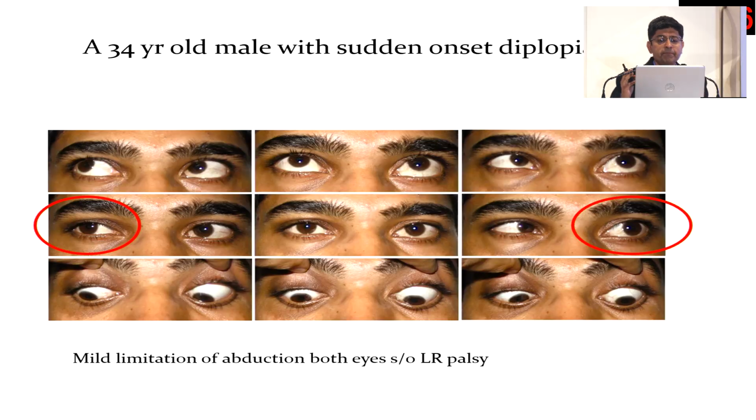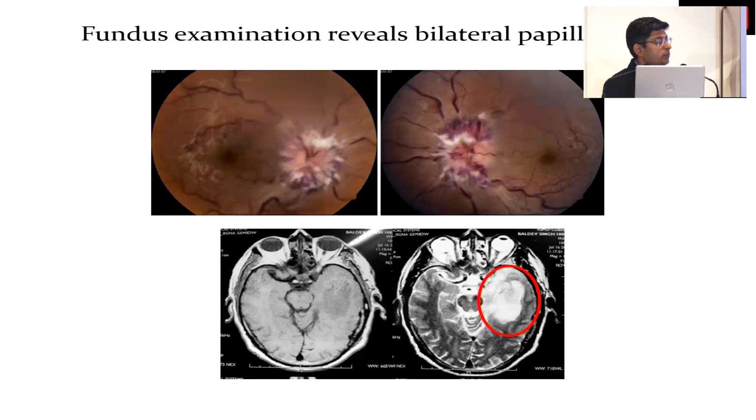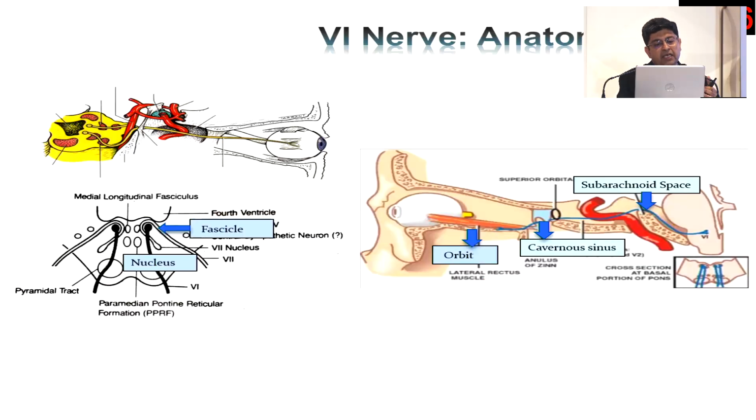So this was a young patient who presented with sudden onset diplopia. You can see a little bit of abduction deficit on both sides, and he was complaining of diplopia on the sides. Fundus revealed significant papilledema, a raised intracranial pressure. You need to do imaging to find out the cause. There can be multiple causes. The most common is IIH, either idiopathic or associated with venous sinus thrombosis, but often the pressures are very high by the time they come with abduction deficits.